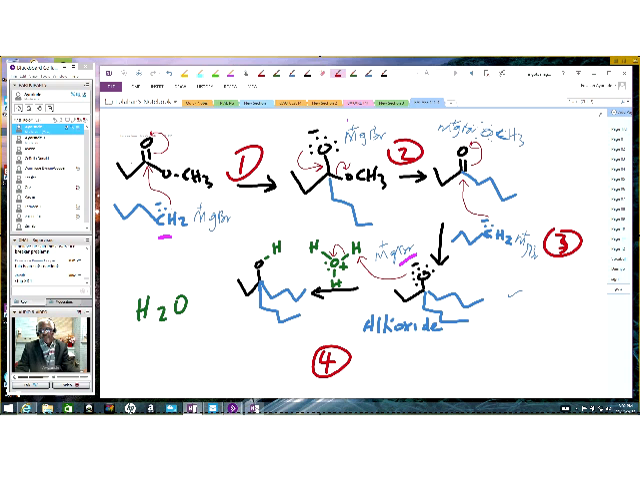Now, supposing I gave you an aldehyde. I give you an aldehyde, and I said an aldehyde will react with a Grignard reagent to form a secondary alcohol. Which one of these steps do you think you will use? No, no. Keep in mind, this is an aldehyde.